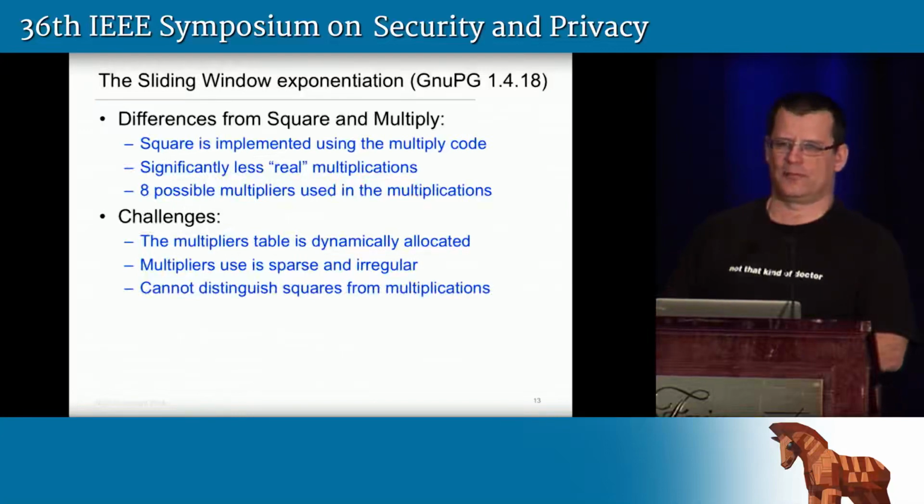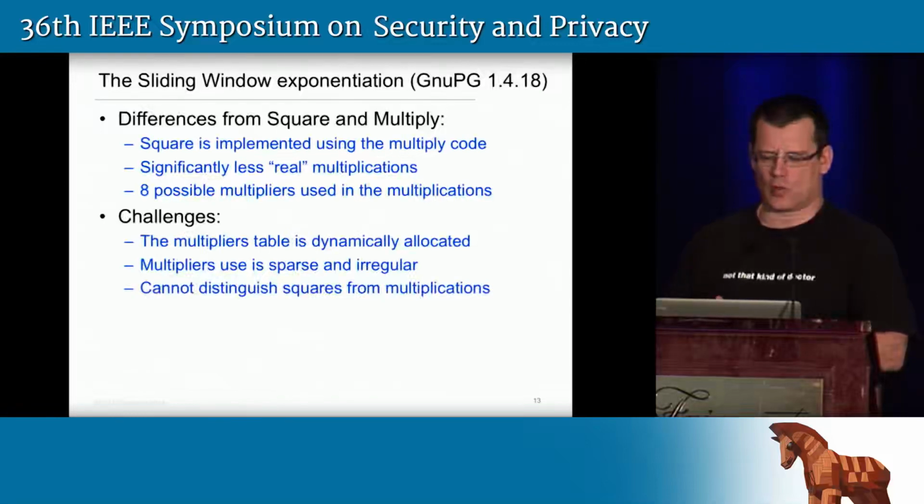Now, this presents several new challenges. First is that the multiplier table is dynamically allocated. So not only do we not know which cache set each multiplier is in, this changes between exponentiations. Each exponentiation, the table will be in a different memory location and different cache sets. The other problem is that multiplier use is sparse and irregular, and we don't know the access pattern, because if we knew the access pattern, we could have recovered the key to begin with. So we have a very weak signal, and we don't know what the signal looks like. And the last problem is that we cannot distinguish between squares and multiplications.